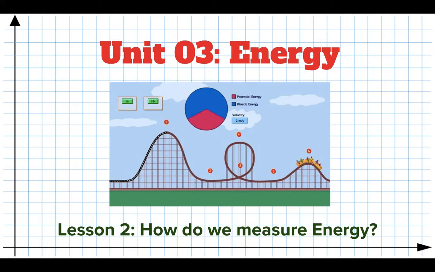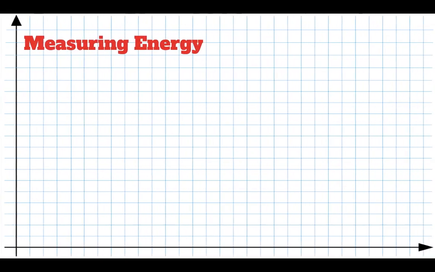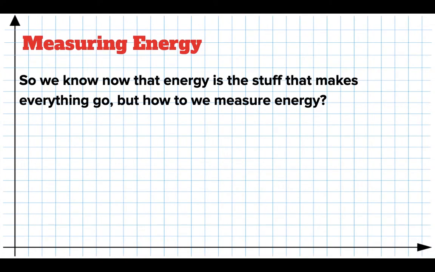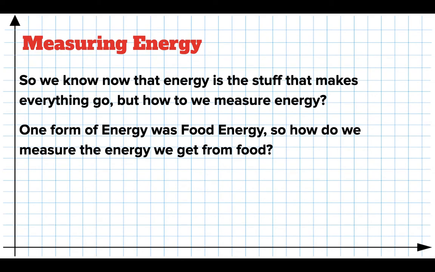Today our job is to figure out how we measure energy. So we talked about energy. We said that energy was the stuff that makes everything go. It comes in different forms, but how do we measure energy? So in our bubble map we made last time, one of the forms of energy was food energy. So here's a question you probably know the answer to. How do we measure the energy that we get from food?